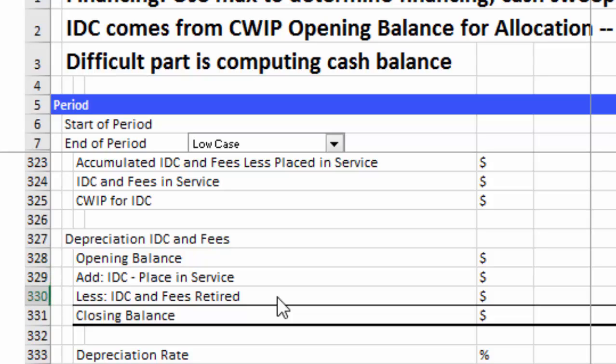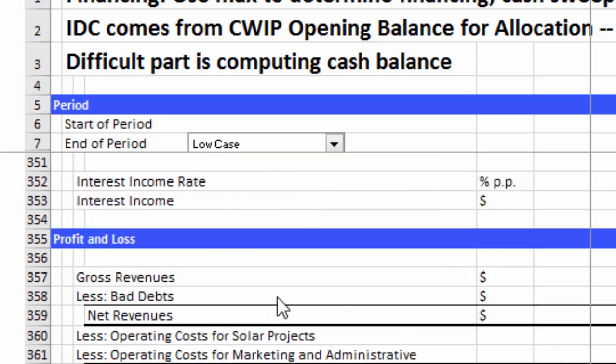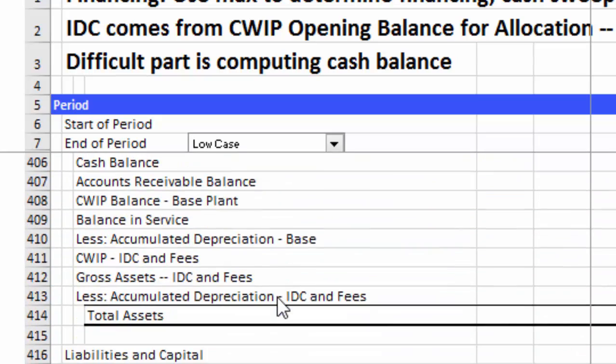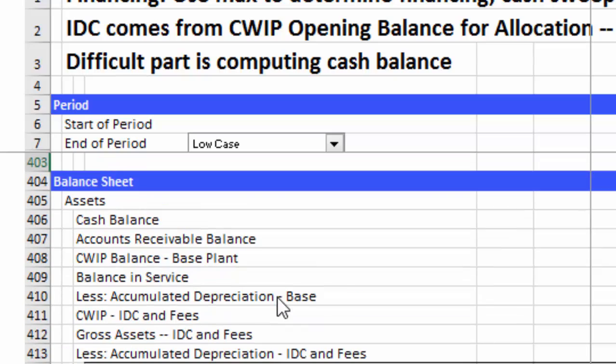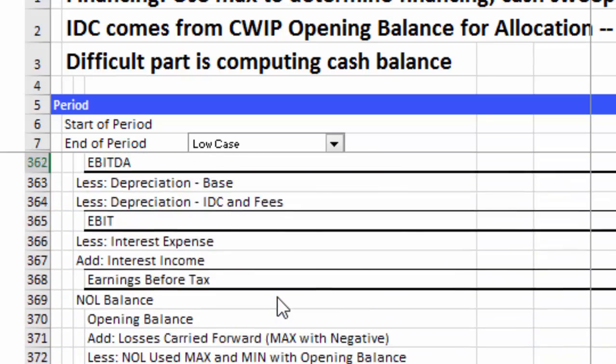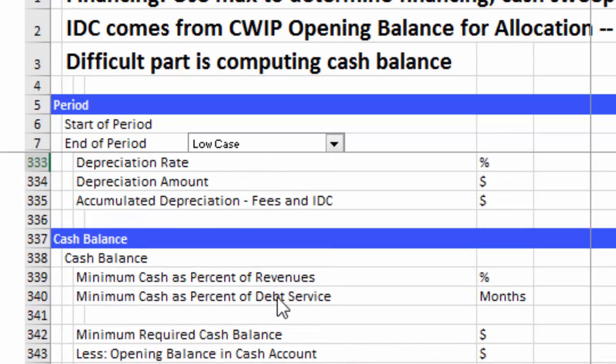And then you retire the plant, compute accumulated depreciation, and finally, when you get to the balance sheet, you have it all put together. This is a long video, I'm sorry. I should have probably split it up, but I didn't.